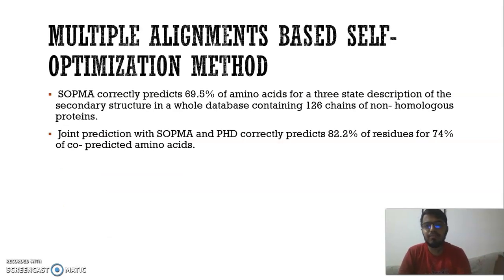Other than this, we can use multiple alignment based on the self-optimization method. One of the tools is SOPMA, which can predict with an accuracy of 69.5% for amino acids for a 3-state description of secondary structure, in comparison to a whole database containing 126 chains of non-homologous proteins.